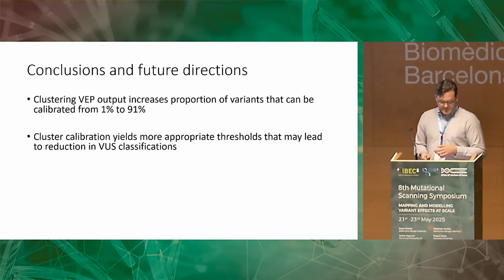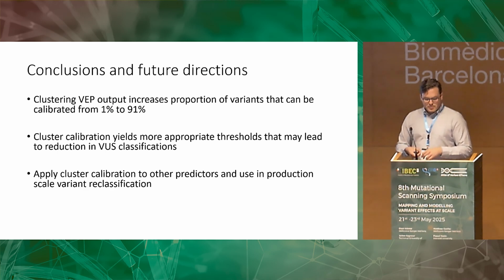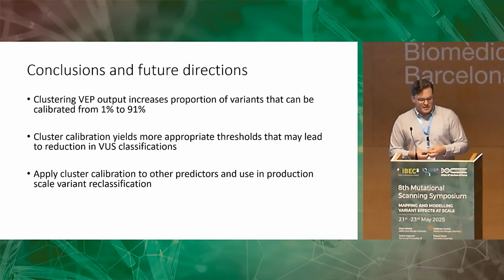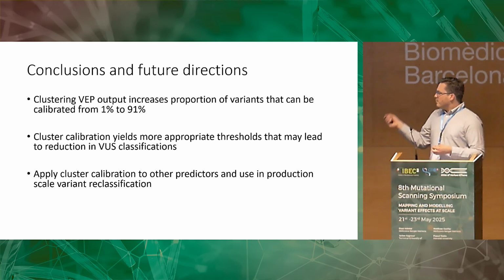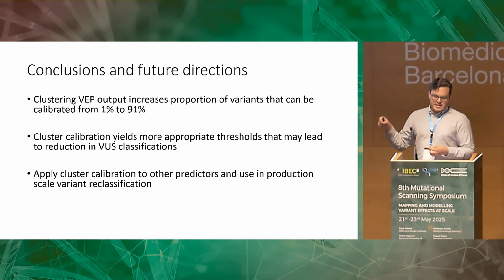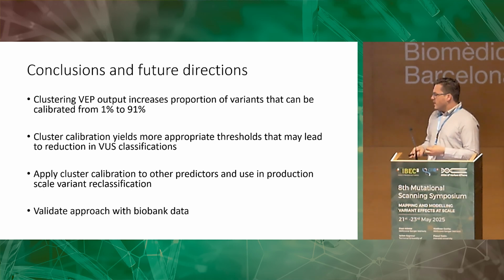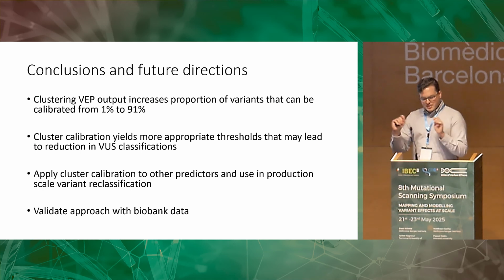And so some next steps are to apply this approach to other predictors. So we've done this also for AlphaMissense. MutPred2 is in the queue as well. And then apply this evidence to the VUS interpretation project. And then finally, we do plan to validate some of these clusters and evidence strengths with biobank data.